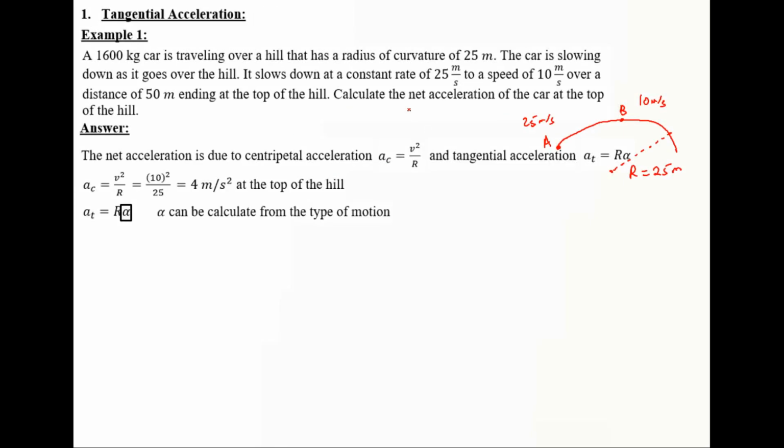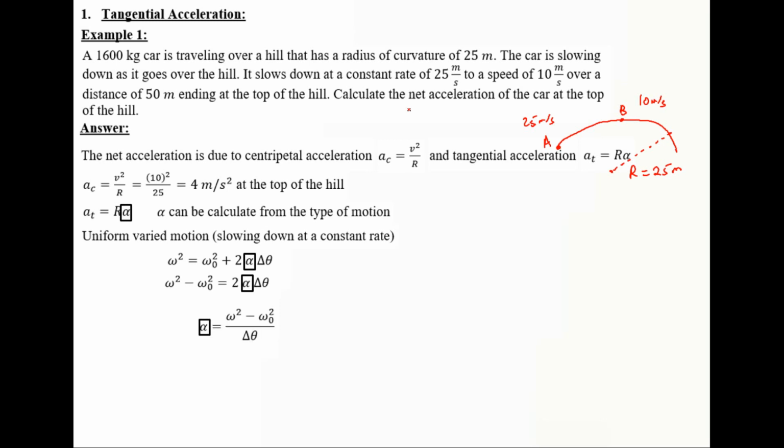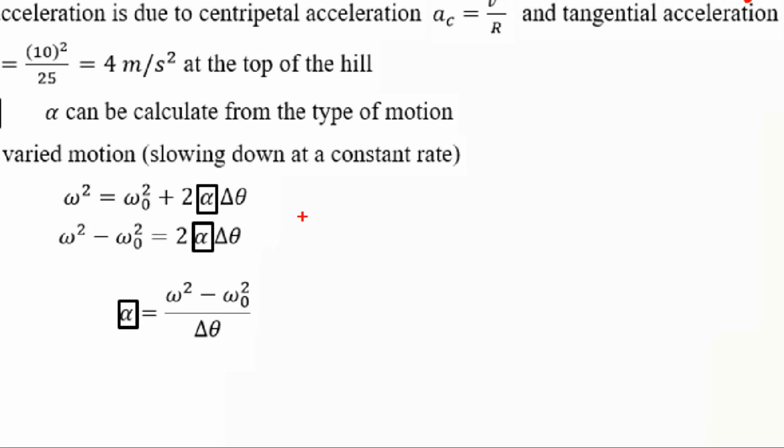Alpha can be calculated from the type of motion: uniform variable motion, slowing down at a constant rate. Omega squared is omega squared 0 plus 2 alpha delta theta. Isolating for alpha, we get omega squared minus omega squared 0 divided by delta theta. However, we have the speed, we don't have the angular velocity, but we know that omega and v are related via v is r omega, which means that omega is v over r.